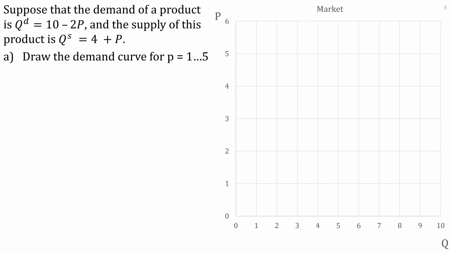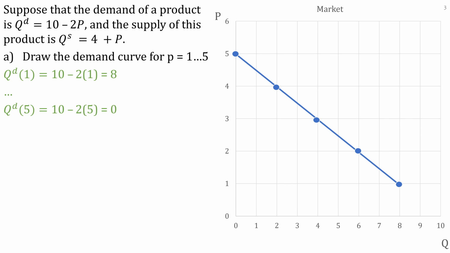All right, so here we're given the demand curve and supply curve for a particular product. And in A, we're asked to draw the demand curve for when the price is equal to 1, 2, 3, 4, and 5. So the first thing we want to do is figure out, for those different price points, what is the corresponding quantity demanded? And that's easy. We just plug in price of 1, 2, 3, 4, and 5 into the demand equation, which we're given at the top. Once we do that, we have the points along the demand curve, and we just connect them. Okay, we label it D1.